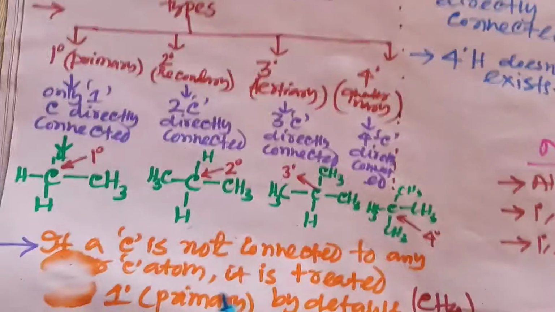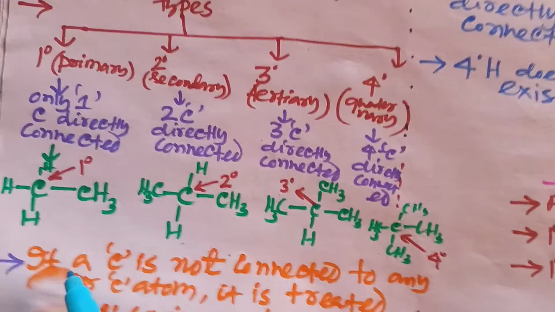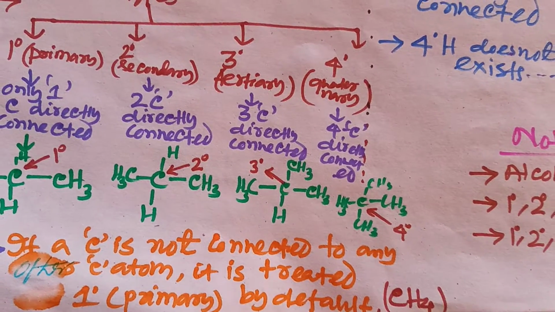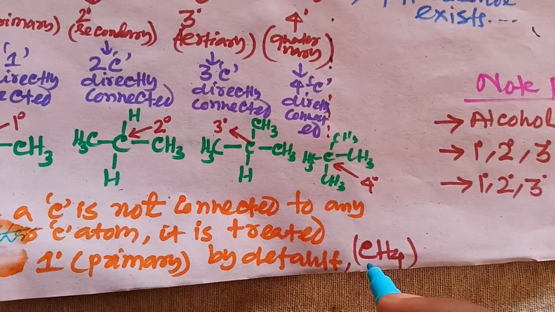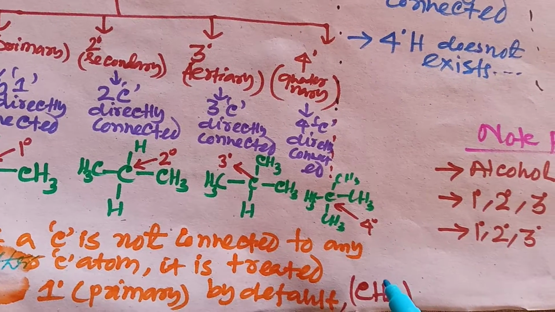If a carbon is not connected to any other carbon atom, then it is treated as 1 degree or primary by default. For example, CH4 is treated as a primary carbon atom as it is connected to no other carbon atom.